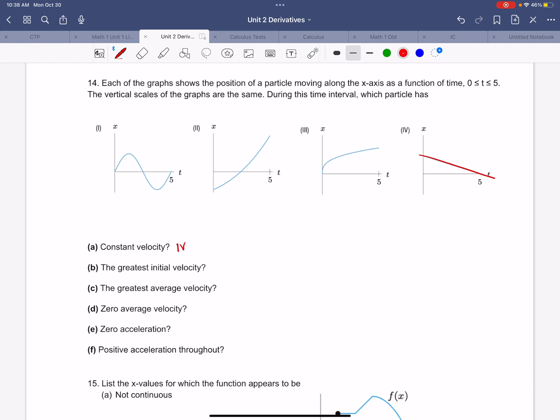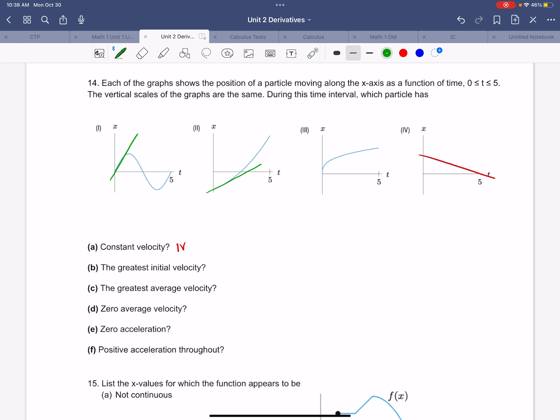So 4. The greatest initial velocity. So again, velocity is the derivative of position. Derivative is just a fancy word for slope. So initially, graph 1 has a positive velocity that looks something like this. Graph 2's velocity is a little bit smaller. You can see that the slope changes. It's still positive, but it's not as steep.